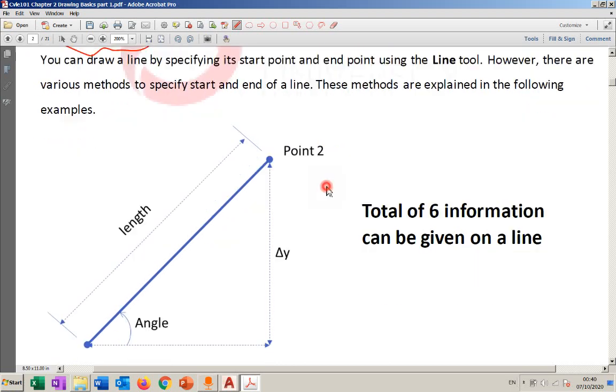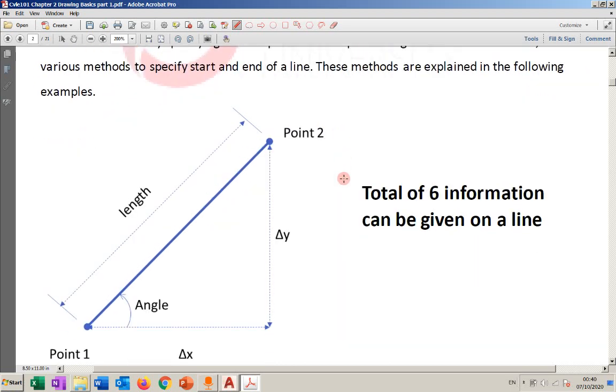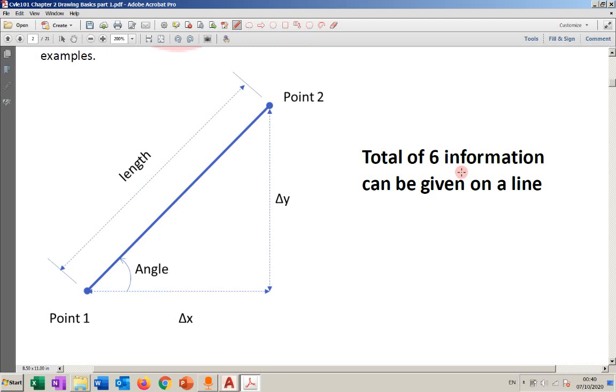Now, to draw a line, we need to know the information first. A total of 6 pieces of information can be given on a line. Now, how much of this information do you need to draw the line in AutoCAD? It depends on the methods. Minimum 2 pieces of information are required. But for some methods, 3 are required. But remember, minimum 2 required.